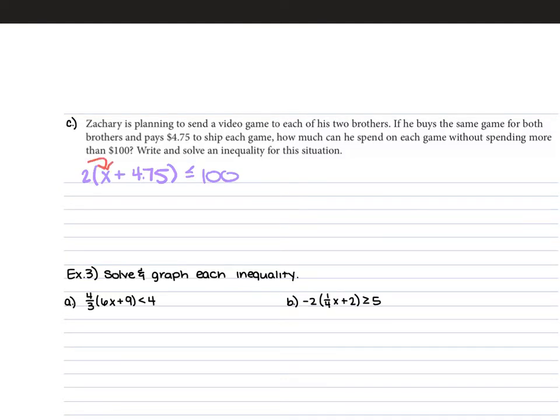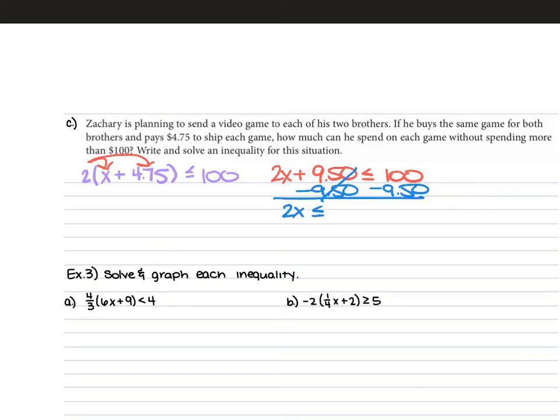From here, you would distribute the 2, so it's going to be 2x plus 9.50 is less than or equal to 100. We move that 9.50 over, subtract it from each side. We have 2x is less than or equal to 90.50. Okay, so from here, we're going to divide each side by the 2, and we get that x is less than or equal to 45.25. So $45.25 or less is what he can spend on each gift.